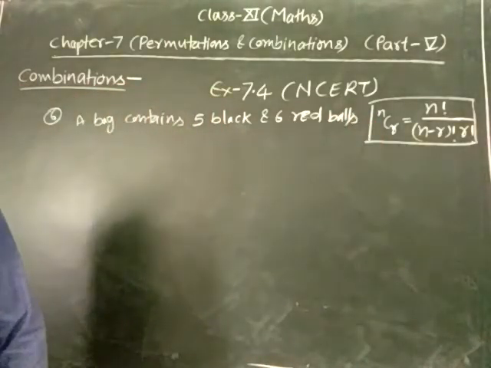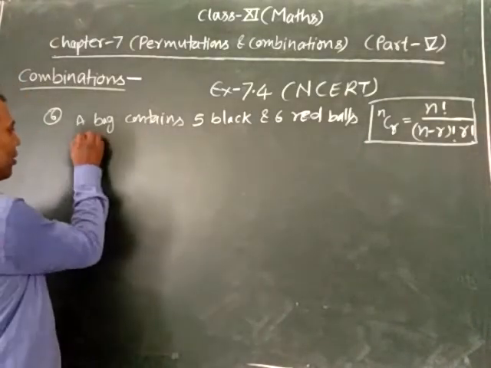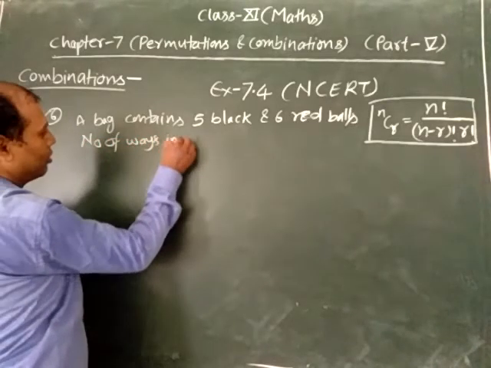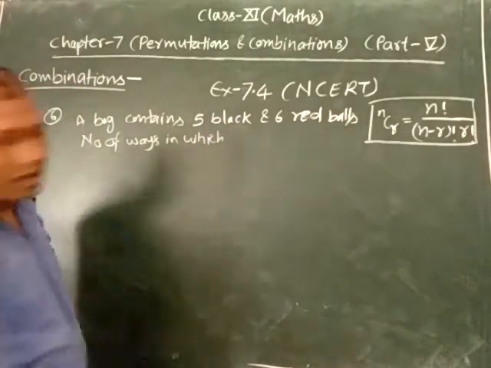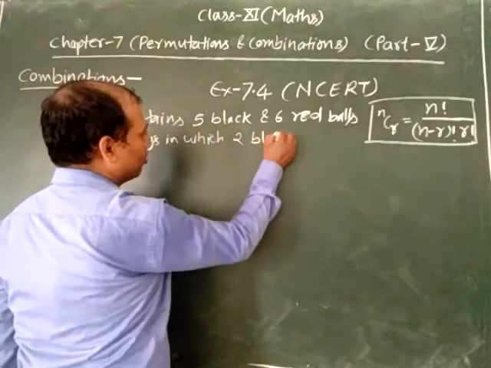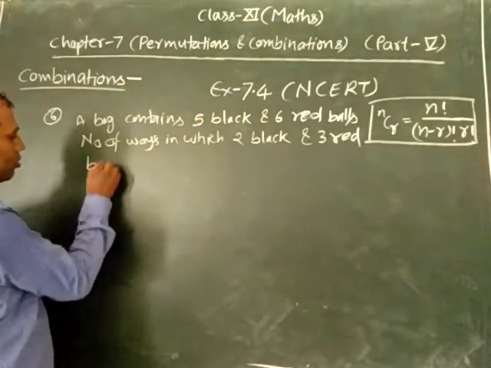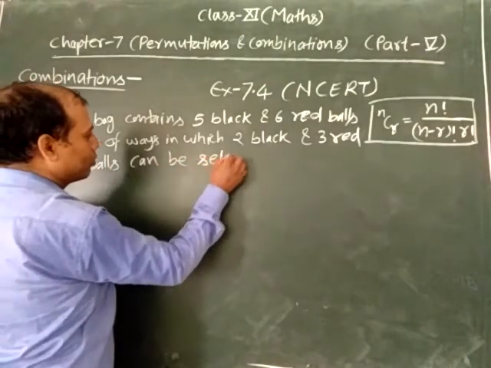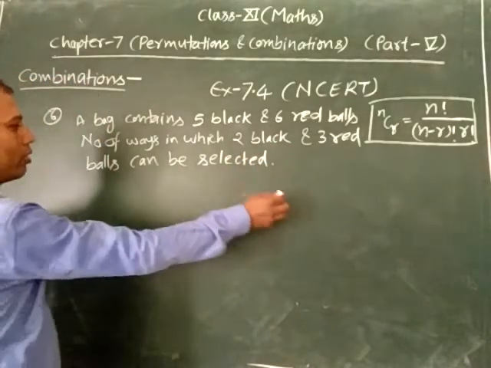And now we have to determine the number of ways in which 2 black and 3 red balls can be selected. So, the number of ways in which 2 black and 3 red balls can be selected. We have to find out this.